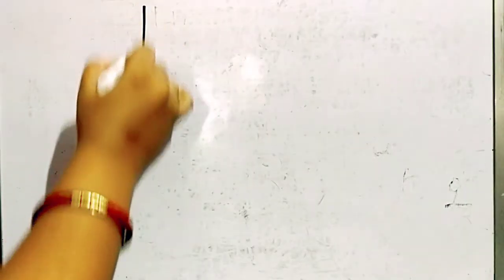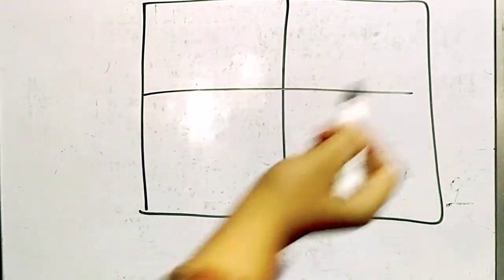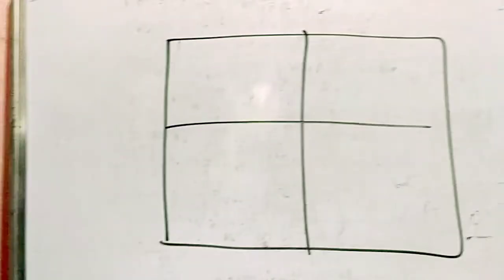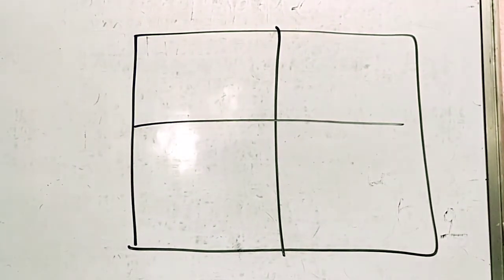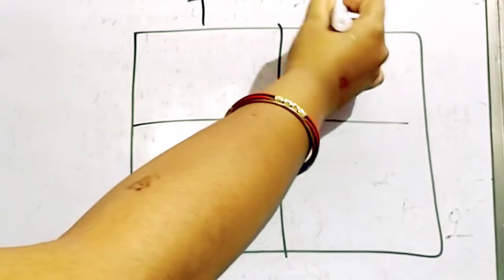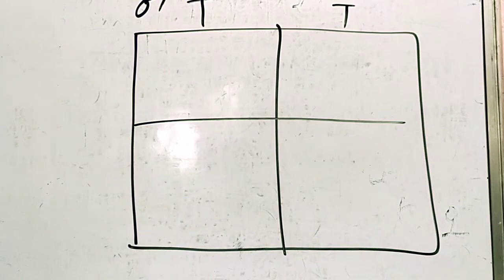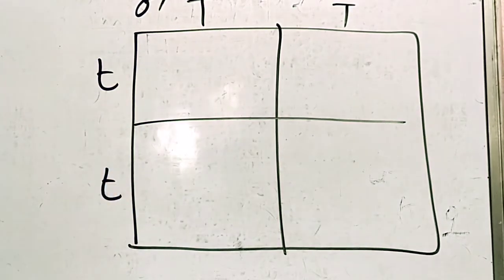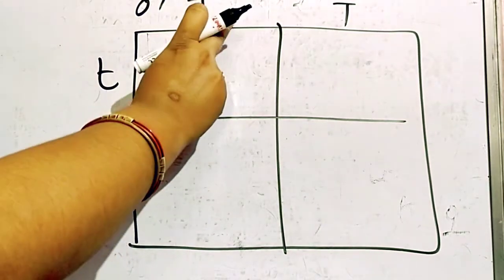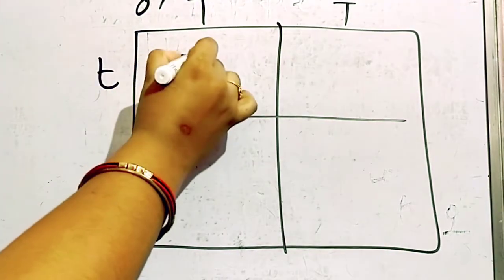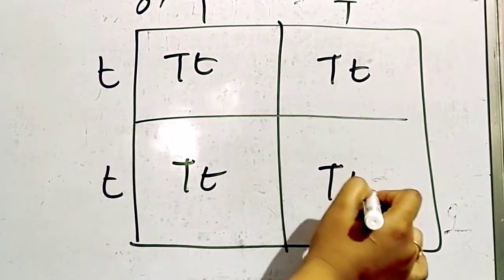Now I will be writing the male and female gametes in a square box, and the name of this square box is Punnett square. Now in this Punnett square, I'm writing the male gametes on one side, which was capital T, capital T, and on the other side we have taken small t, small t. Now when we fertilize them, means the male gamete is fusing with the female gamete, it is giving capital T small t, capital T small t, capital T small t, and capital T small t.